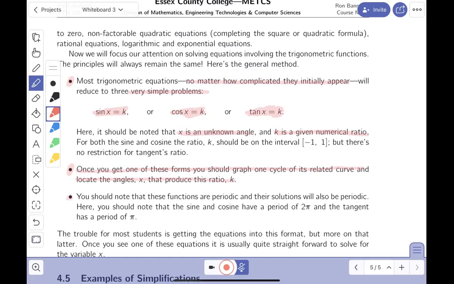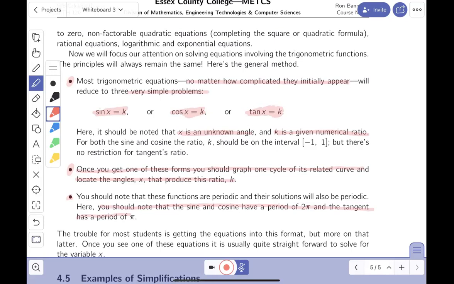You should note that these functions are periodic. What does that mean? They keep repeating themselves over and over again. So I'm of the assumption that since they keep repeating themselves over and over again, the solutions will keep repeating themselves over and over again. So you should note that both the sine and cosine have a period of 2 pi. That means they keep repeating every 2 pi. And the tangent repeats itself every pi. We'll certainly go through examples to illustrate those points.